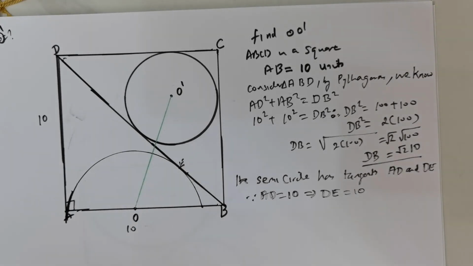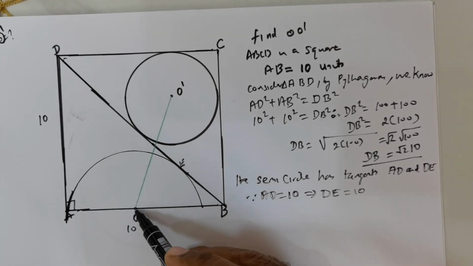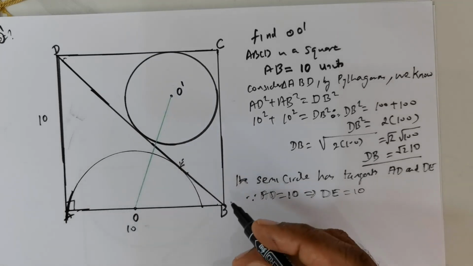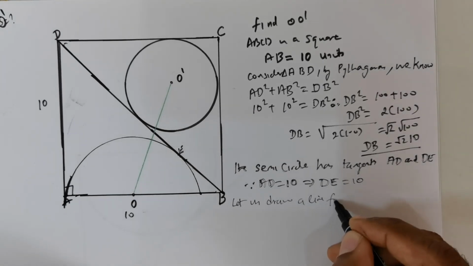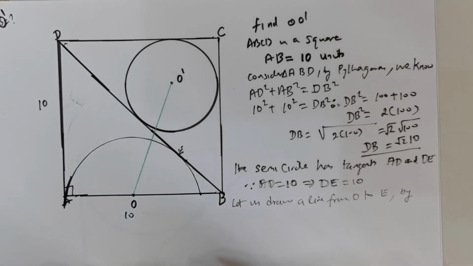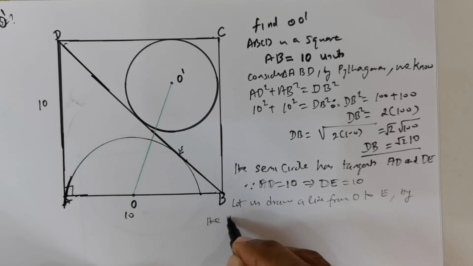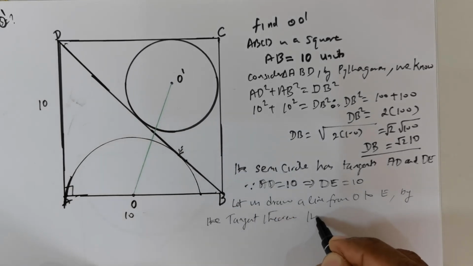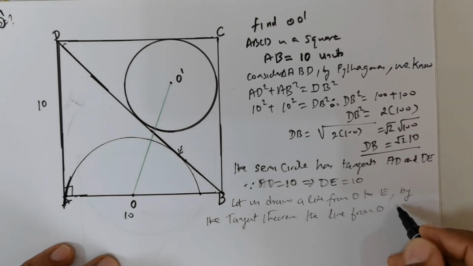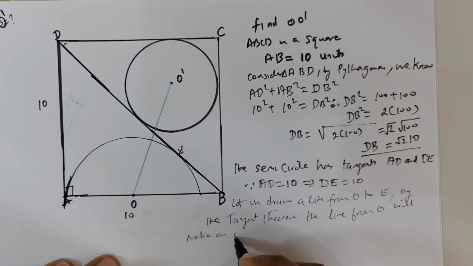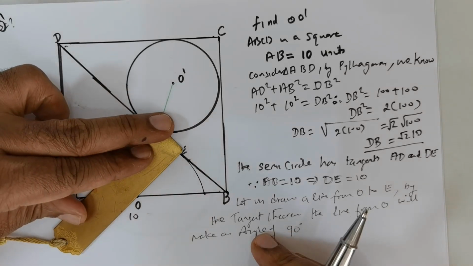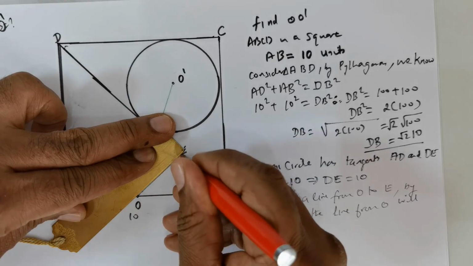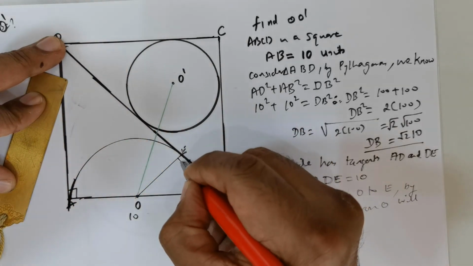So that's fine. Now what I wish to do is, I would like to draw a line from O to the point of tangency. Okay, let us draw a line from O to E. By the tangent theorem, the line from the center, from O, will make an angle of 90 degrees. So let me draw that. So from O, I am drawing a line to the point of tangency. Now because of the tangent theorem, this is going to be making an angle of 90 degrees.